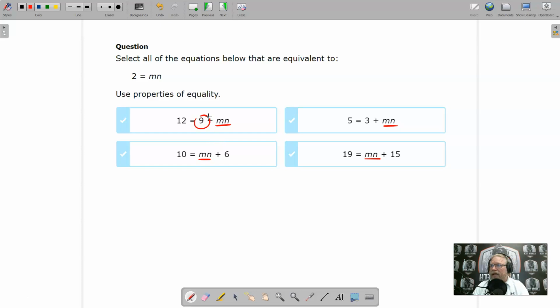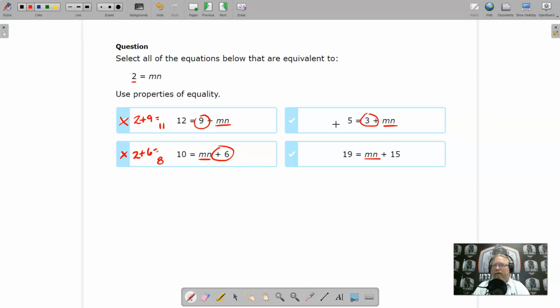So it looks like we're adding 9 to it. So if we start with 2 and we add 9, this equals 11. Well, not 12, so this would be incorrect. Over here we start with 2. Again, getting the 2 from up here, right? And it looks like they're adding 6, so let's add 6 to that. 2 plus 6 is 8, not 10, so this is incorrect.